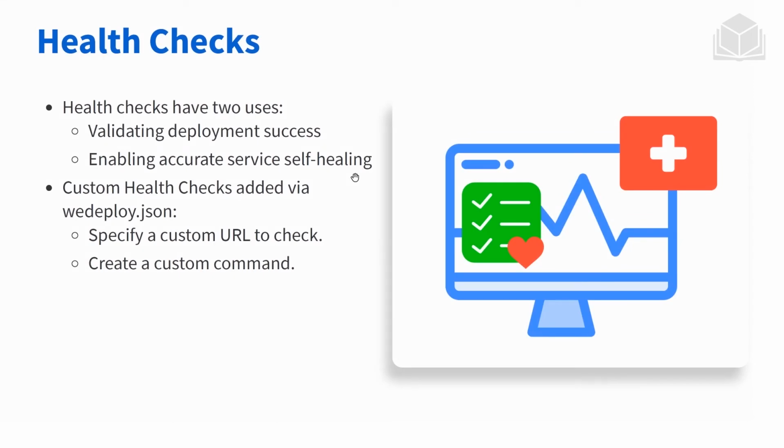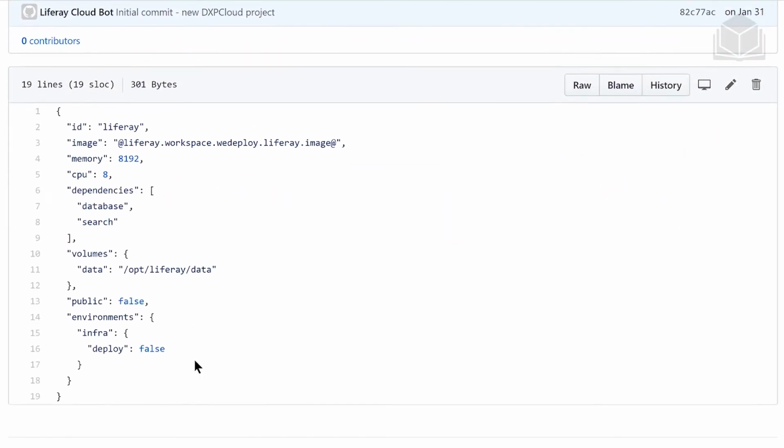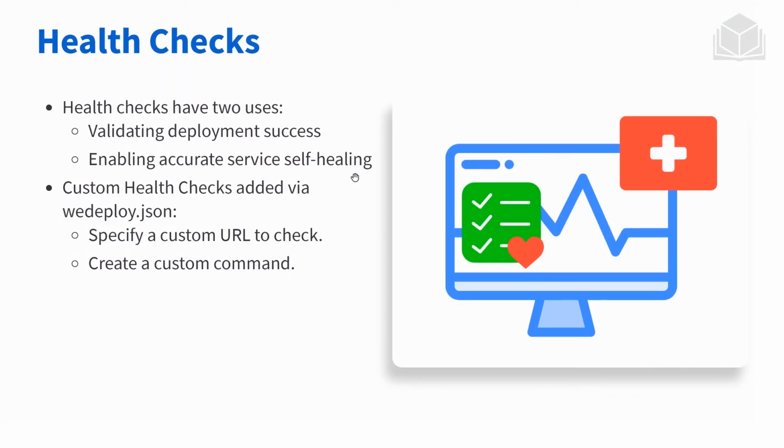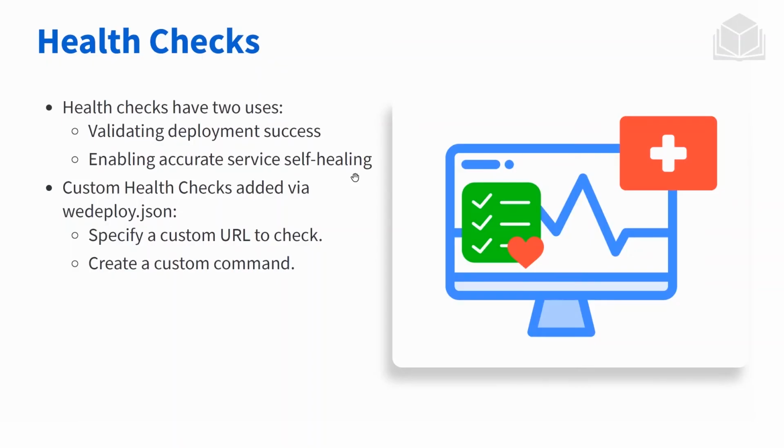Now, with our health checks, we can also create our own custom health checks as well, using our special JSON file that we've become very accustomed to. You can create your own health checks, right? So you can set up specific parameters, set up specific conditions, and set up custom commands as well, so that if your health check that you've created fails, then DXP Cloud will let you know.